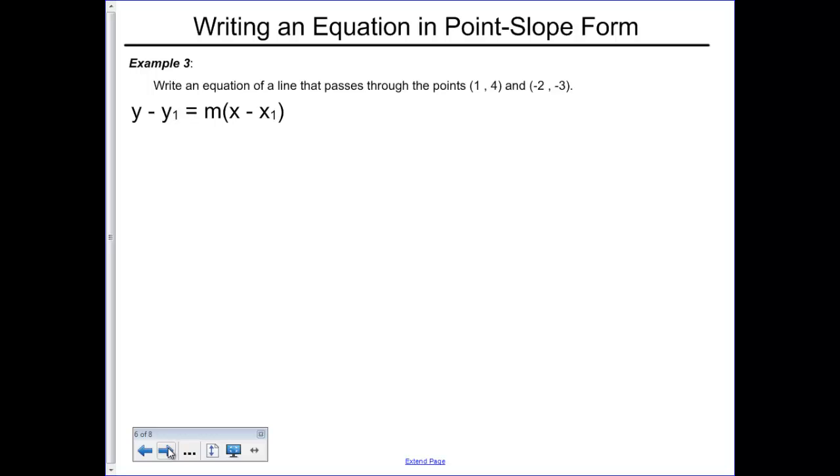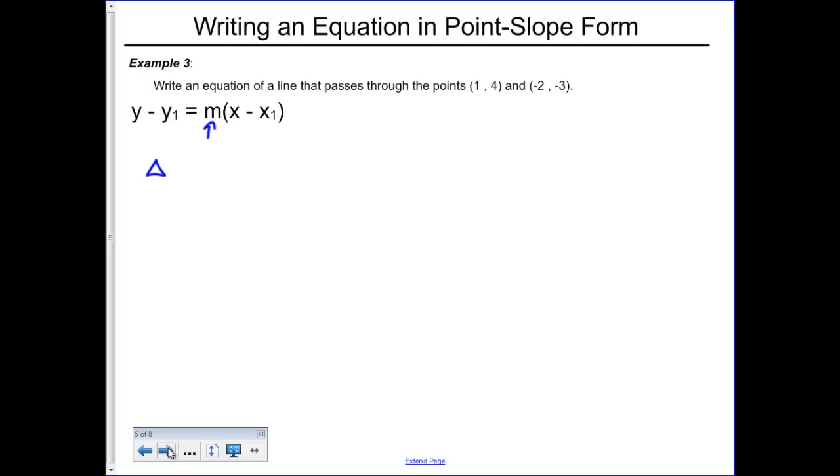Example 3. Write an equation of a line that passes through the points 1, 4, and -2, -3, but we're going to write it in point slope form. Now point slope form requires a single point, and they gave us 2 points, and that's fine. We can use one of those 2 points, or we can use them both. But one thing that they didn't give us was the slope.